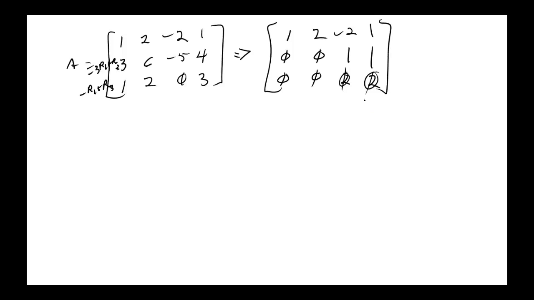So what's the nullity? 2. Wait, find the null space. I'm sorry, not the nullity. The nullity was 2, but find the null space. The nullity is 2 because the bottom row is zeros. Let's hold off on nullity for a minute. We'll come back. What is the null space?